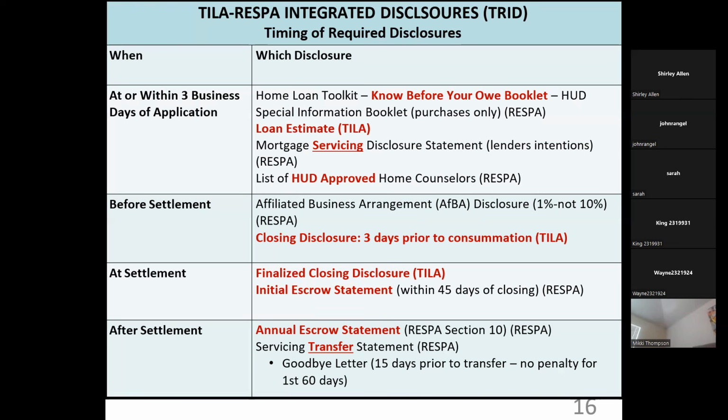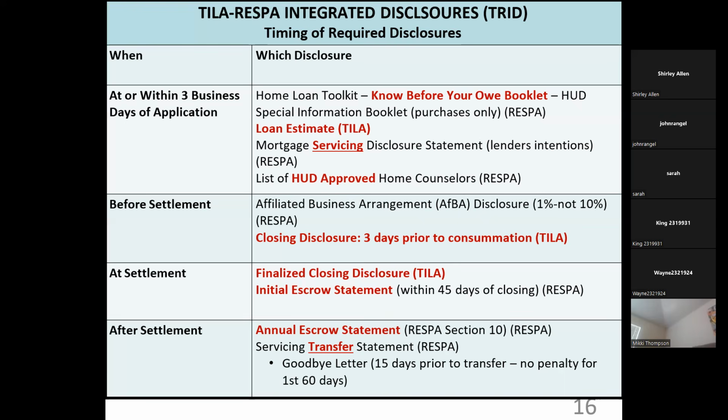The mortgage servicing disclosure statement. Sometimes it gets confused with the transfer statement of the mortgage. They're not one and the same. The mortgage servicing disclosure statement is the lender's intention. It's a RESPA document. The lenders give their intention. Make a note of that.